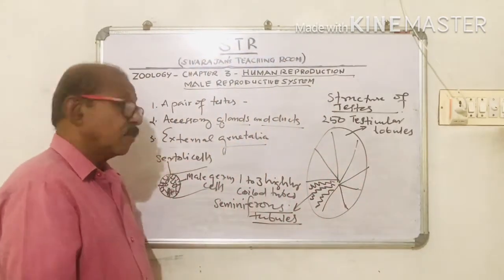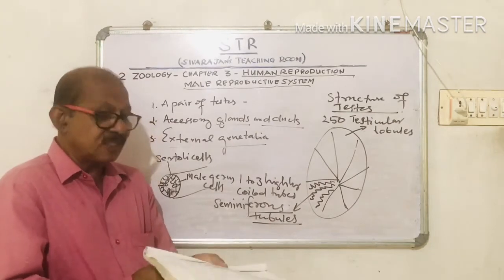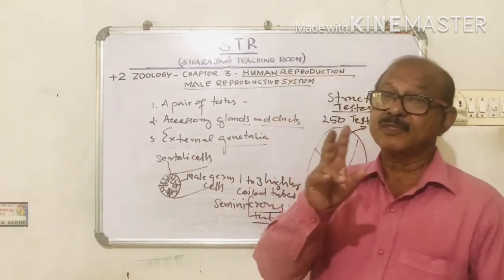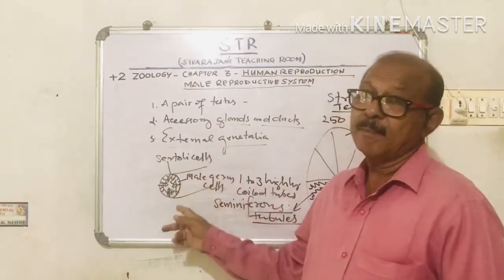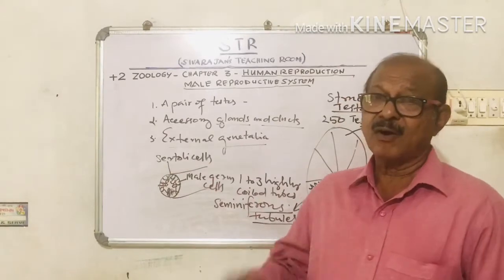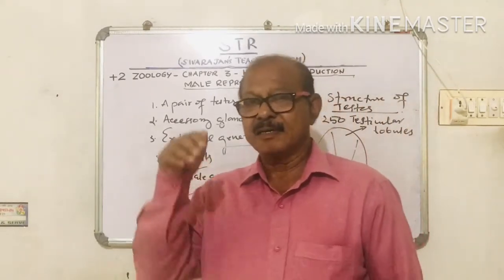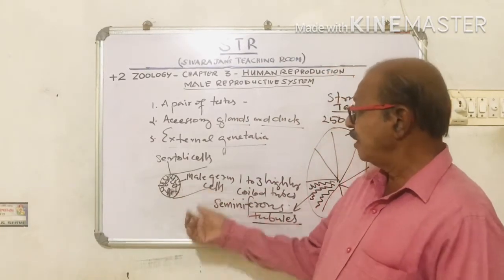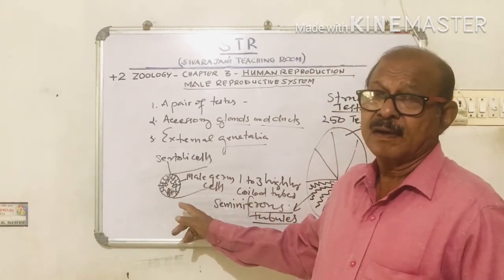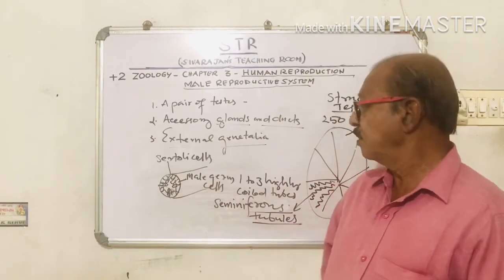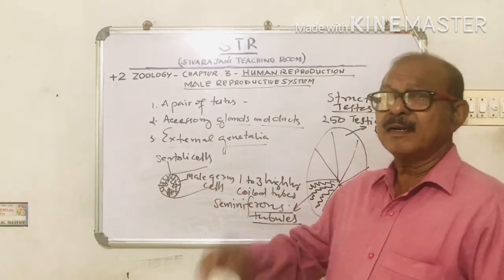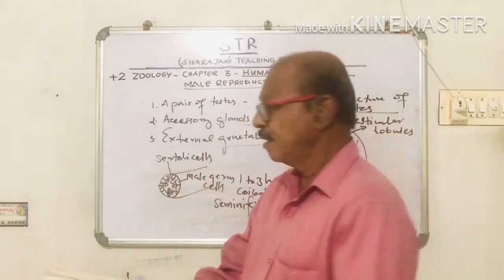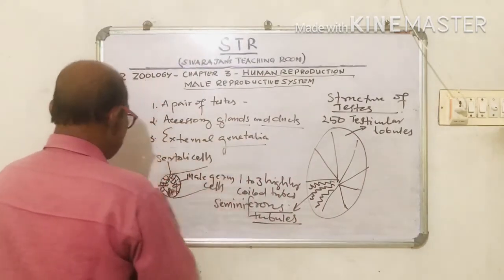So the question is, what are the different types of cells present in the inner wall of the seminiferous tubules? There are two types of cells, the Sertoli cells and the male germ cells. The Sertoli cells are elongated cells which extend into the lumen of the seminiferous tubule. And the male germ cells develop into the sperms. The Sertoli cells are called Sertoli cells because these cells were identified by Enrico Sertoli.